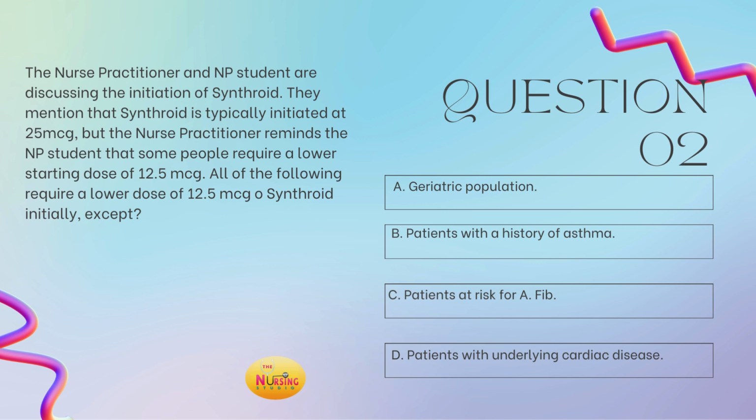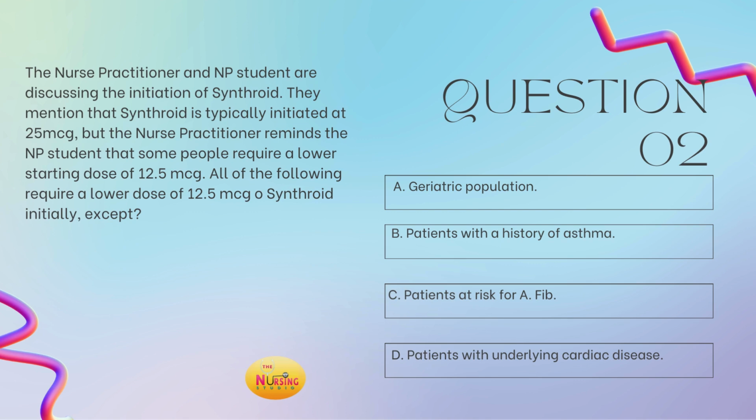So, A is a geriatric population. Yes, we actually do want to start them at 12.5 mics. I always say with the elderly, the geriatric population, with everything, we go low and slow with them, right? They metabolize much slower. So let's start low and slow, and then you see how they respond and you navigate from there. So you do start at 12.5 with the geriatric populations. B, patients with a history of asthma. No, that's not correct. There's nothing that states that it's beneficial to start at 12.5 mics with someone who has a history of asthma. So B is your answer.